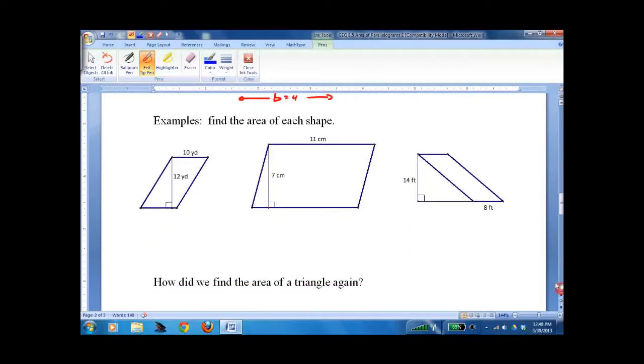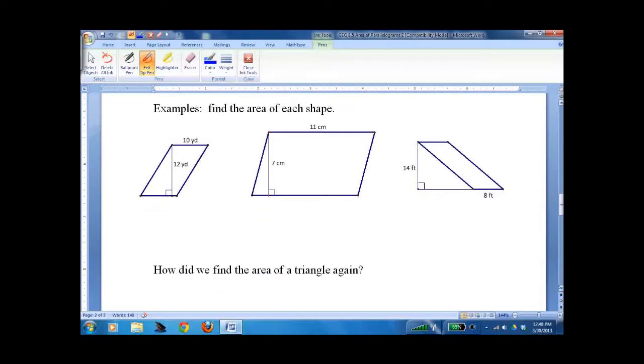So I would pause the recording and try these. They're not that challenging. Just remember that this is not part of the parallelogram. It's just there to show you the perpendicular height from the base. So area is 10 times 12, 120 yards squared.